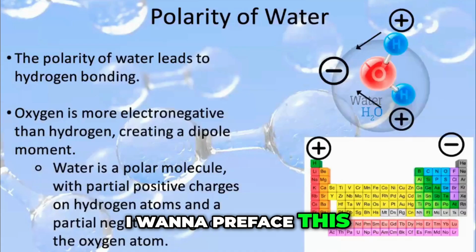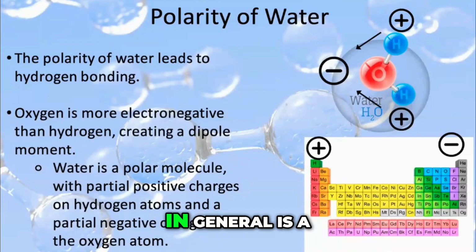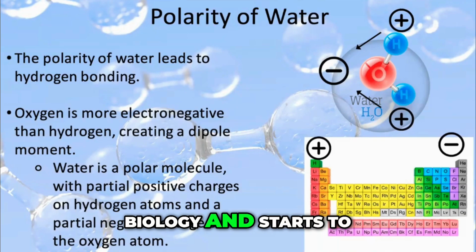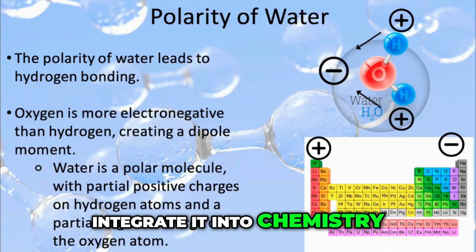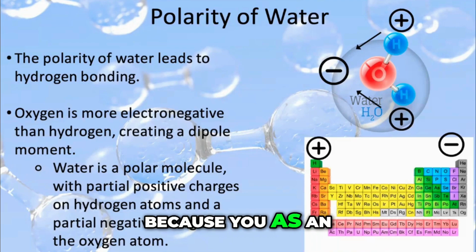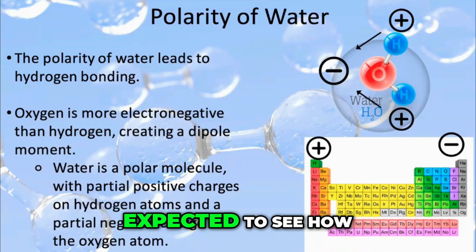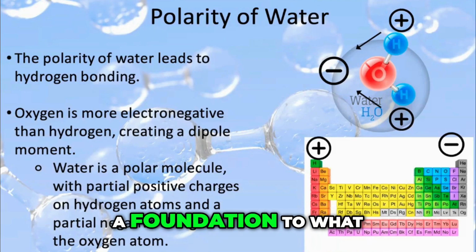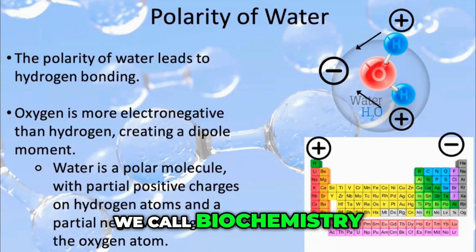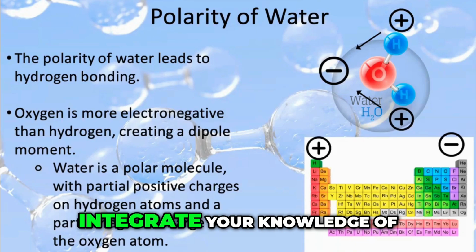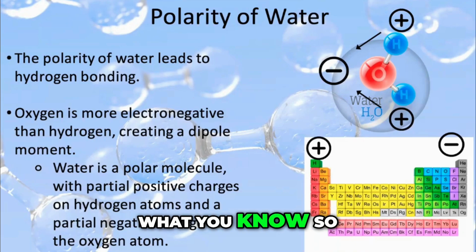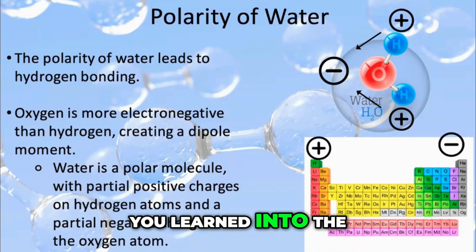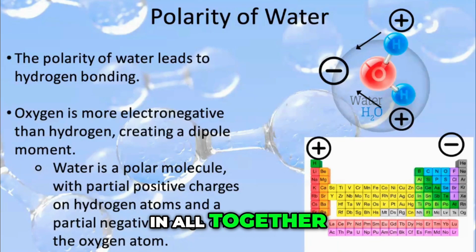I want to preface this by saying that water in general is a topic that integrates both biology and starts to integrate it into chemistry because you, as an AP biology student, are expected to see how both work together as a foundation to what we call biochemistry. So let's try to integrate your knowledge of what you know so far so you can integrate the biology that you've learned into the chemistry to tie it in all together.